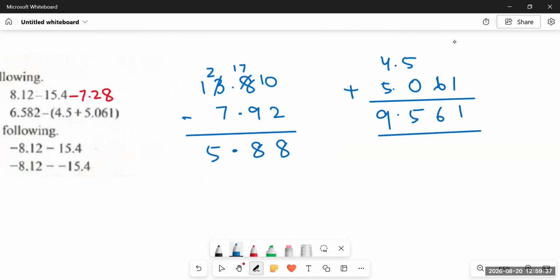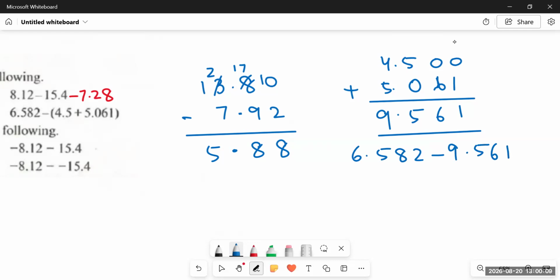While adding, we don't need a zero here, okay? But while subtracting, we need a zero to subtract any non-zero digit. Also, we need to borrow from a non-zero digit to get something to a zero. Okay, so that's very important in subtraction. Now, after getting 9.561, we have the number 6.582 minus 9.561.